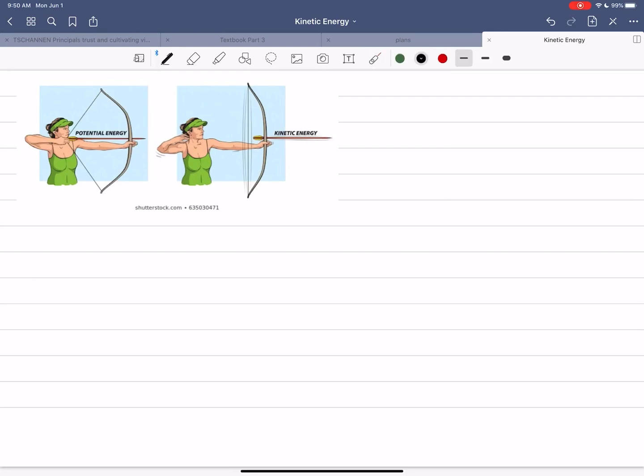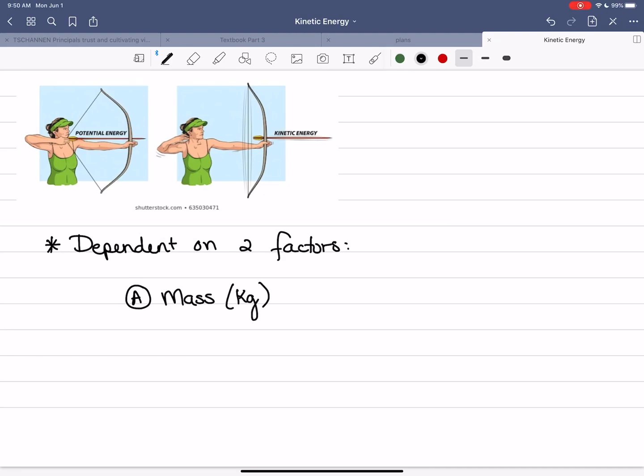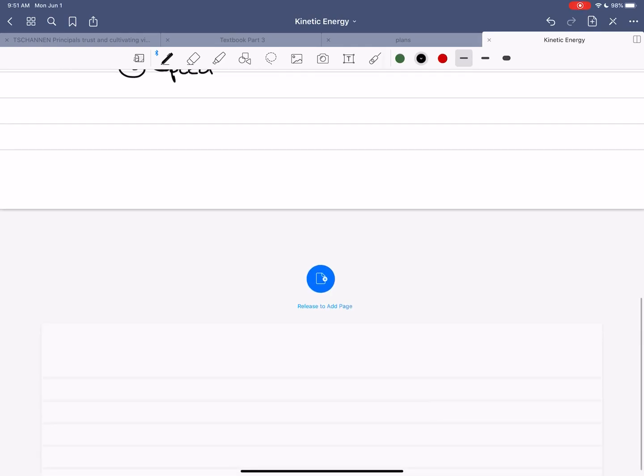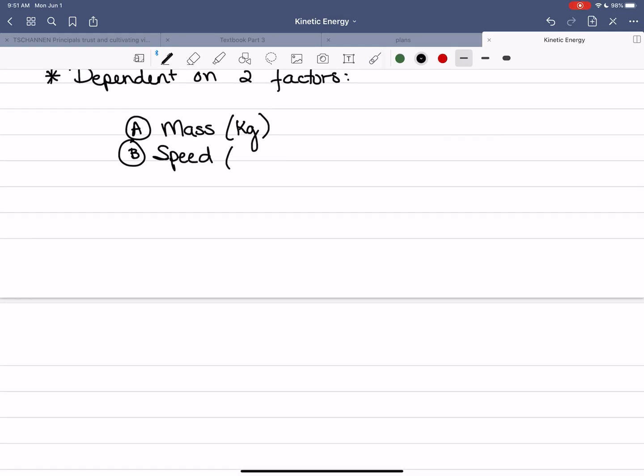Now, kinetic energy is dependent on two factors. The mass of the object, and we know that that has to be in kilograms, and also the speed or velocity. If it has a direction, that is fine. We can also use velocity of the object, and that has to be in meters per second.